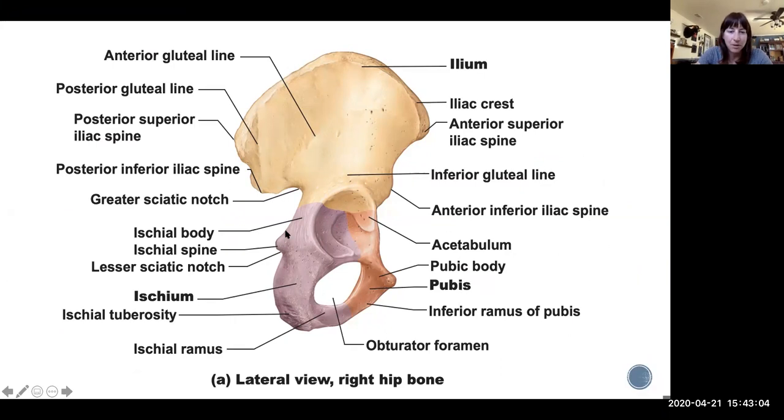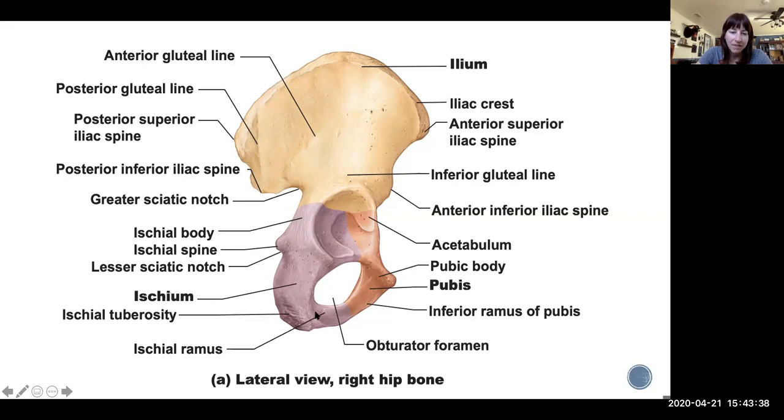You've got this little bump here called the ischial spine, okay? So that is definitely ischium there. And the lesser sciatic notch is just below the ischial spine, okay? So the greater sciatic notch is actually part of the ilium, and the lesser sciatic notch is part of the ischium. And then the ischial tuberosity is this rough, bumpy portion that you actually sit on when you're sitting down.